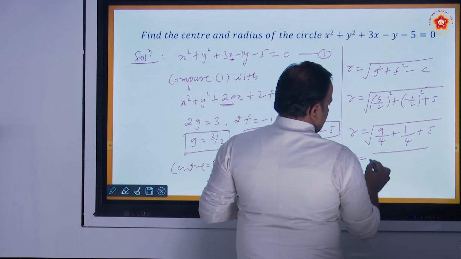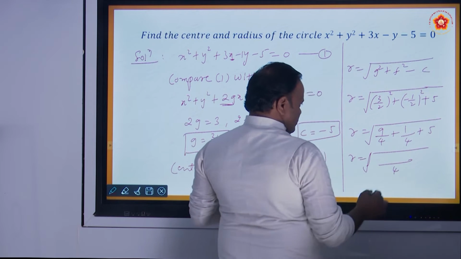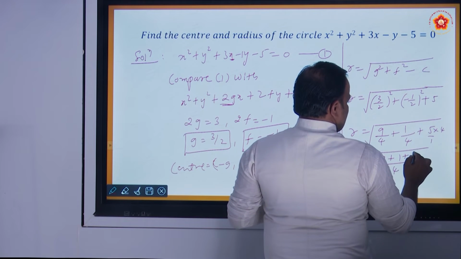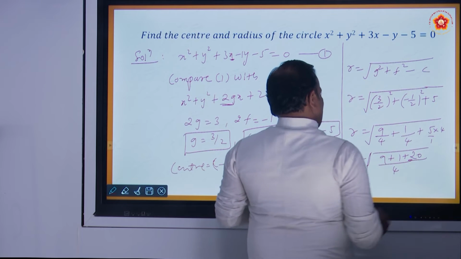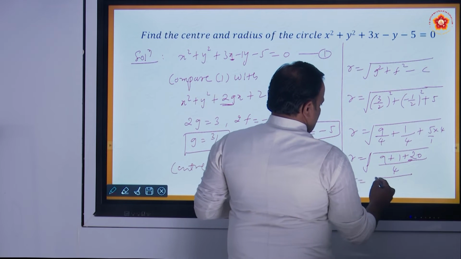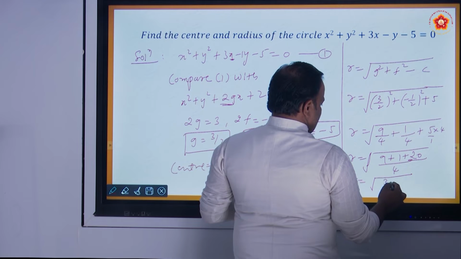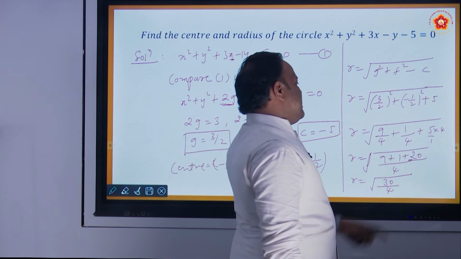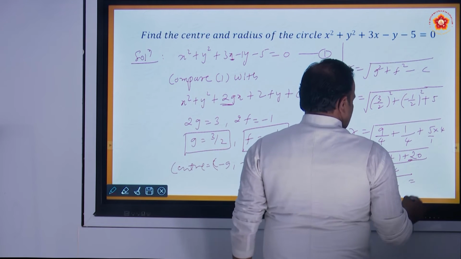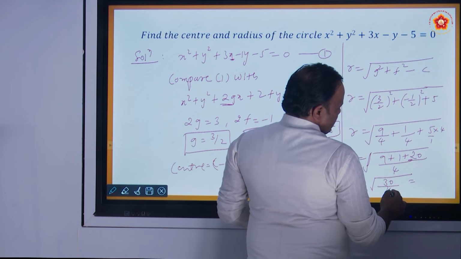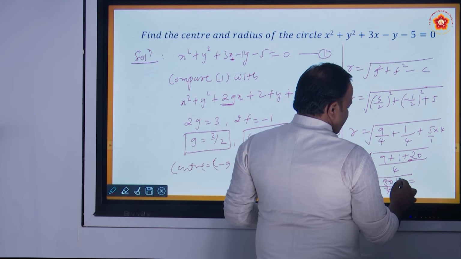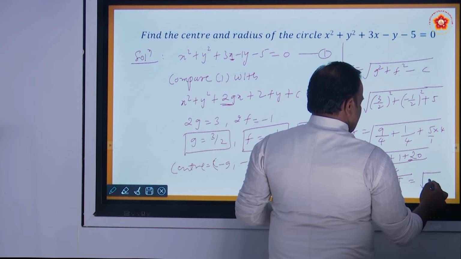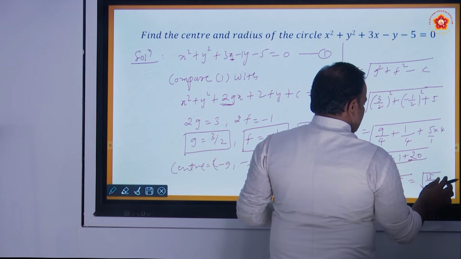So R equal to square root of, take LCM 4 here. Here is 9 plus 1, and 5 times 4 is 20. Correct? So R is equal to root of 30 divided by 4, since 10 plus 20 is 30. Simplification: 2 2s are 4, 2 15s are 30. So this is nothing but root of 15 by 2, not 3.